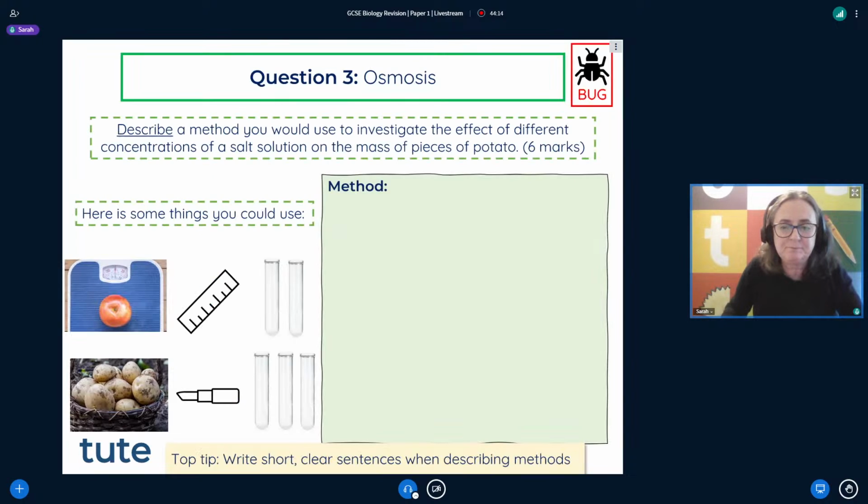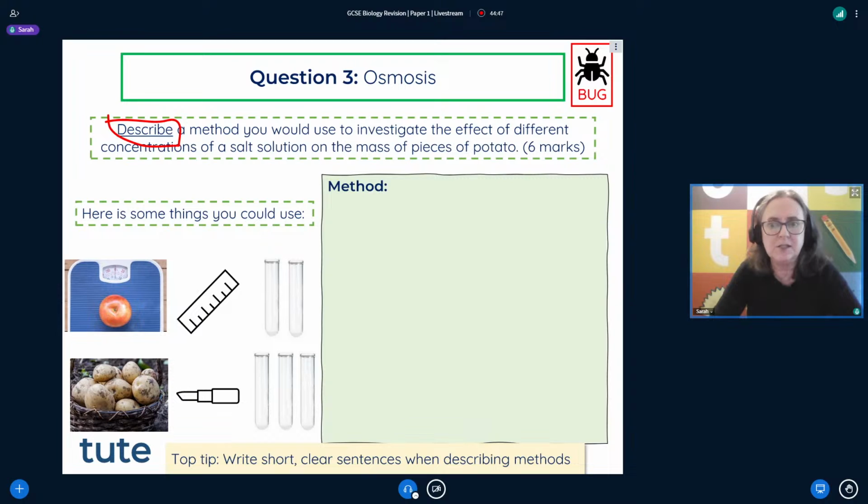Okay, and the third question that you might be asked would be about osmosis. Osmosis often comes up on practicals questions, and of course, it's one of the required practicals. And here we're being asked to describe. So here's our boxed off word, the command word, describe. They want you to describe a method you would use to investigate the effect of different concentrations of a salt solution on the mass of pieces of potato.